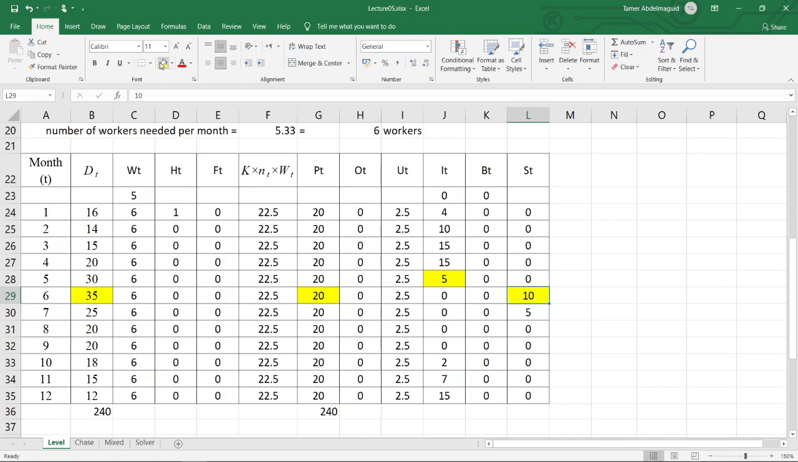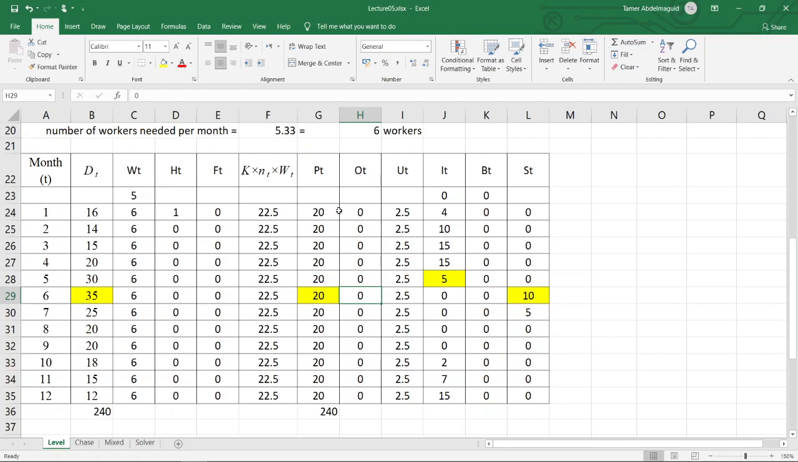subcontracted quantity. Again, remember, in this problem, the company has a policy not to have any overtime production as well. If this policy is not there, then I might allow some overtime production here. All right, someone might say, well, why don't you produce more quantities in the previous periods in order to fulfill this difference, which is 10 units? Well, you might do that as well.